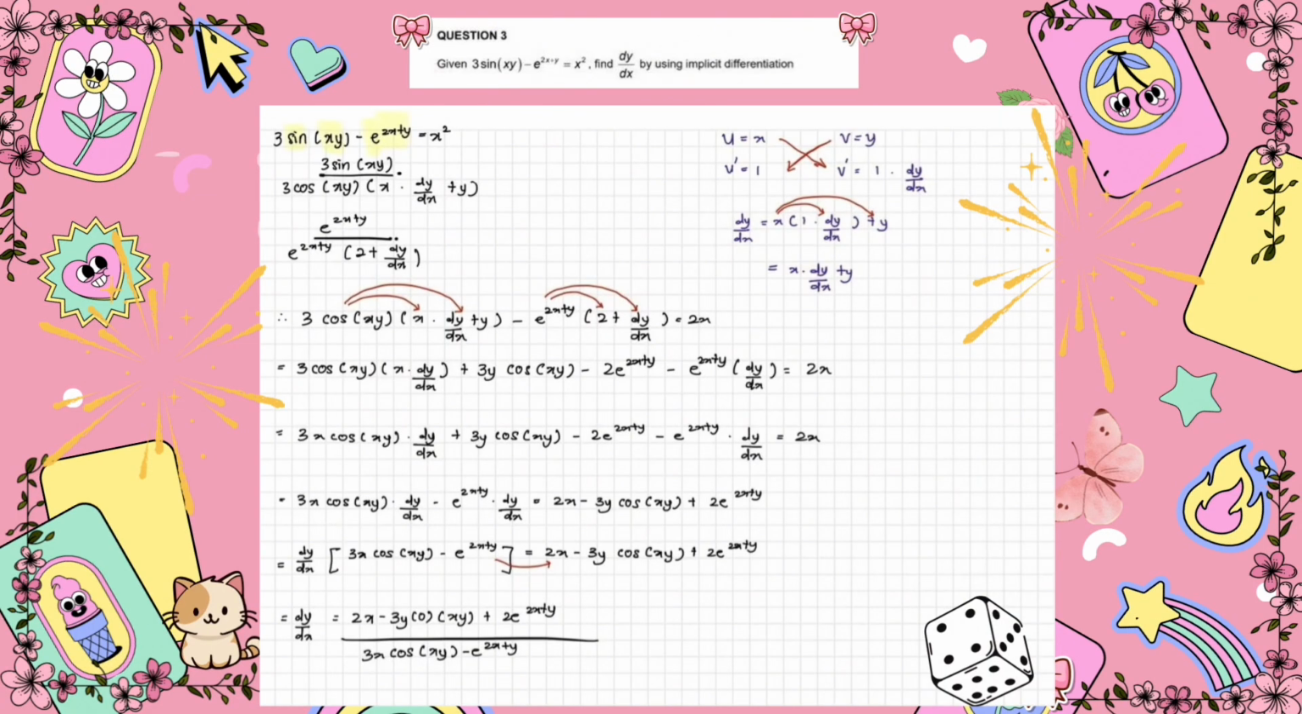And for step 5, solve for dy/dx and you will get the answer: dy/dx equal to (2x minus 3y cos xy plus 2e^(2x+y)) over (3x cos xy minus e^(2x+y)). So that's all.